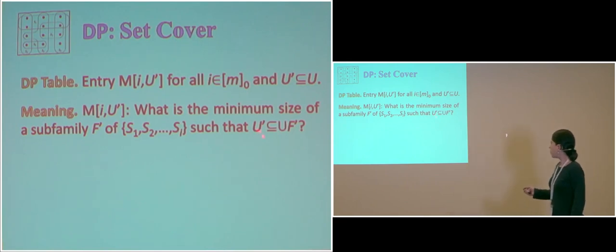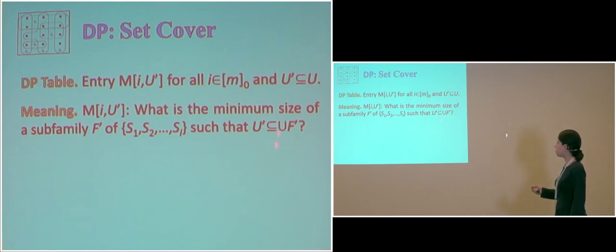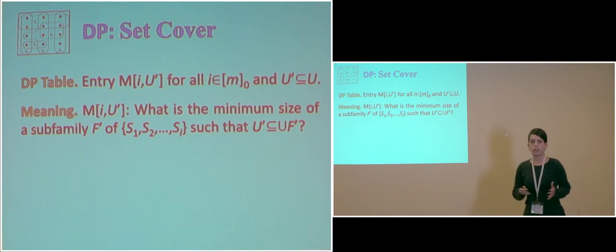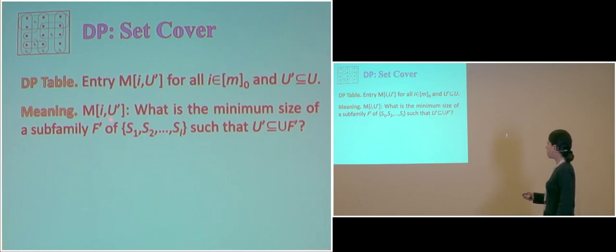And we want to find a subfamily F prime of this family of sets, such that we will cover all of the elements in U prime. So notice that we want to cover all of these elements, but we can also have additional elements, not just the elements in U prime. Okay, but it is important that all of the elements in U prime are covered by F prime.